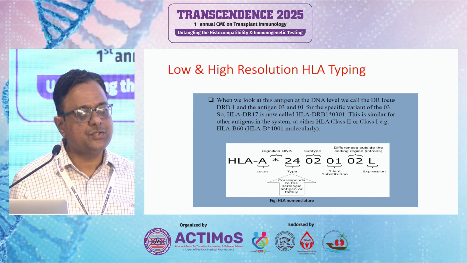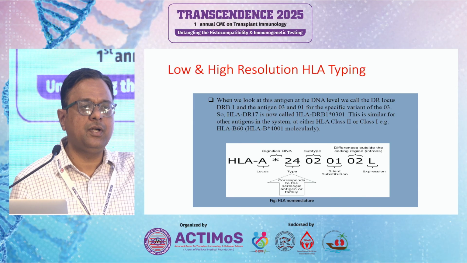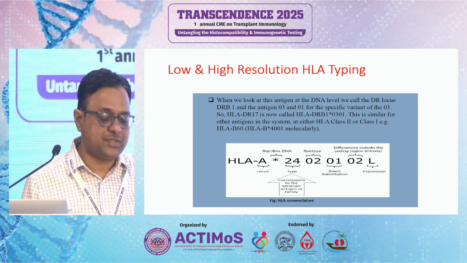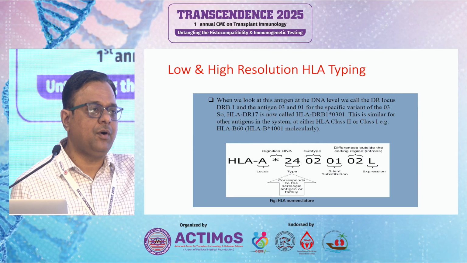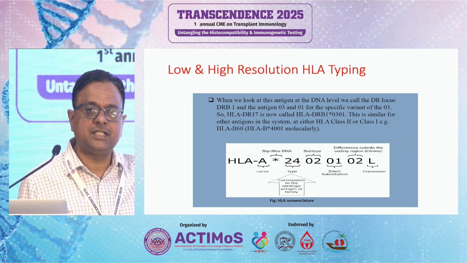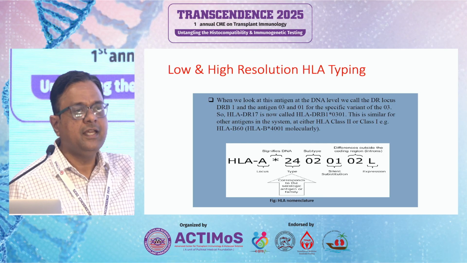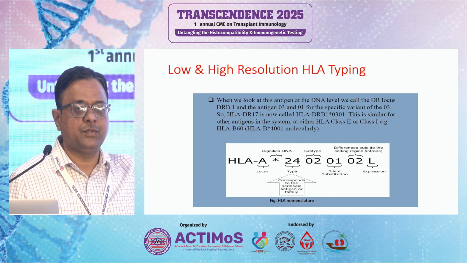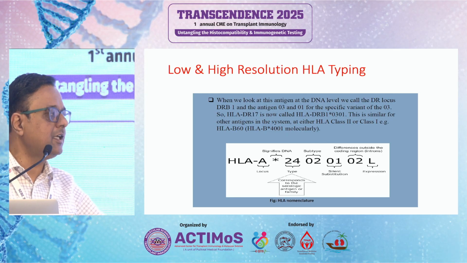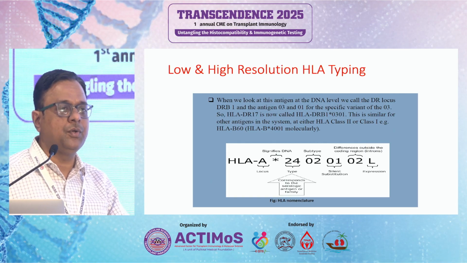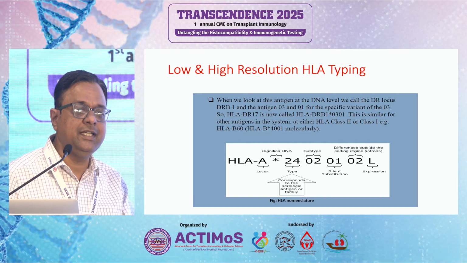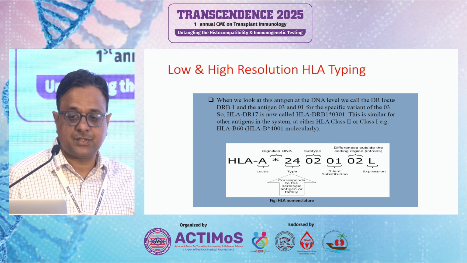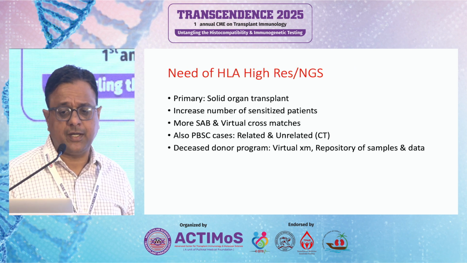So high resolution typing means you have minimum 4-digit information, or 2-field information, which is called high resolution HLA typing. But if you have only 1 field or 2-digit information, say in this particular case the typing report says 8 24, it means it is low resolution HLA typing. But if my typing information says A*24:02, which is a specific allele present in my patient or in my donor, which is the minimum high resolution HLA typing required.